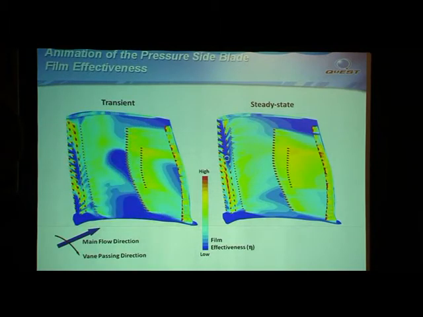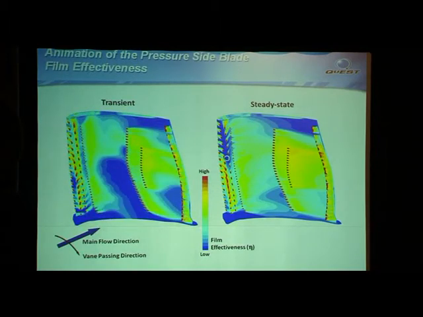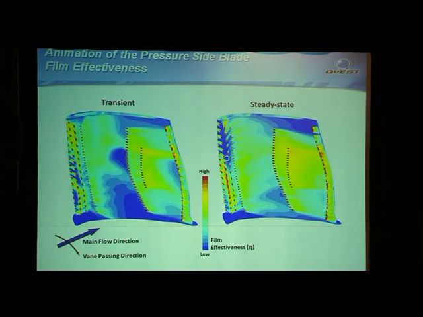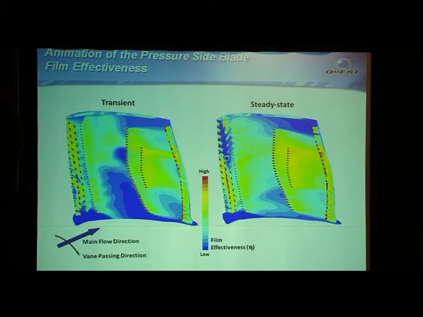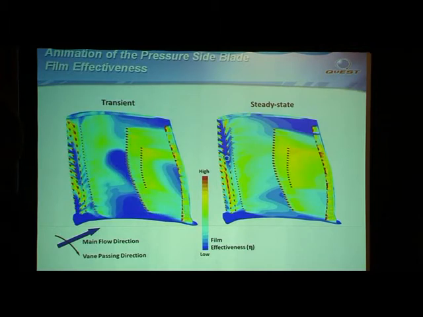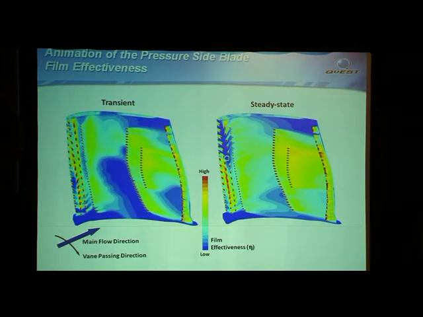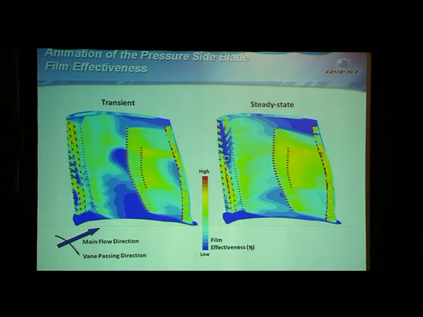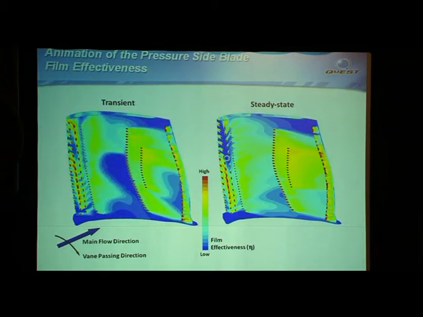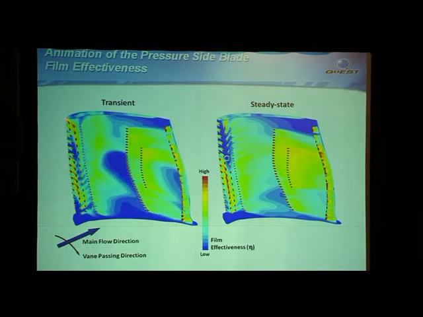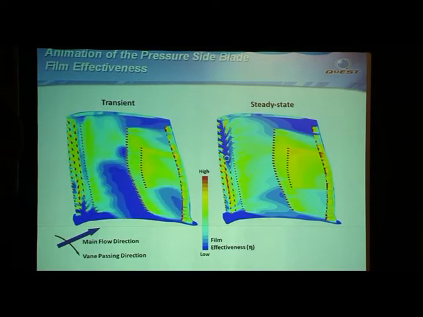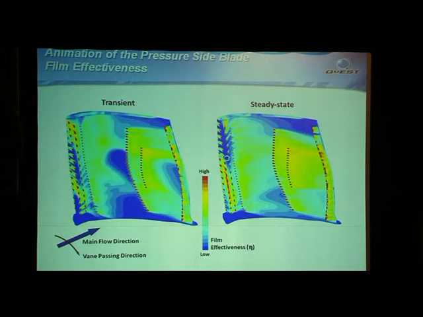Okay, so on to the meat of the matter, which is what's going on with the film cooling. On the left is the transient analysis, on the right is the steady state analysis, and what we're looking at here is the effectiveness of the film that you're generating on the surface of the airfoil. So you can think of this as 1 over the temperature. Areas that are green or red means you have high cooling effectiveness, which means the blade is going to be well protected by the film.